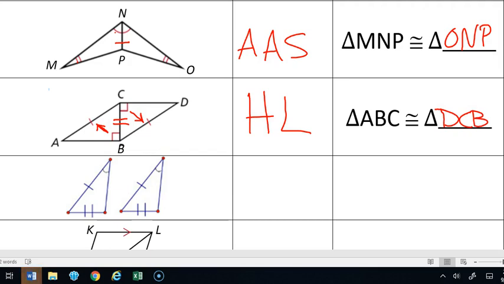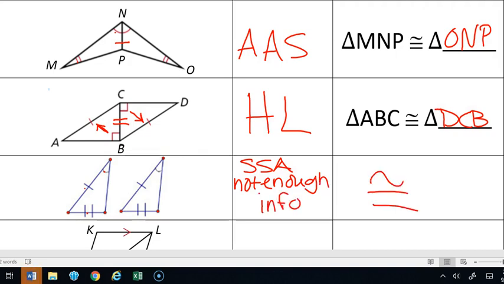So this next one here is, notice that I've got a side and an angle. So this would be side, side, angle. And remember, I told you guys no butt backwards. That's butt backwards right there. So we don't have enough information here. The only time we can have side, side is when we have side, side, side. So this one's going to say not enough information. So we cannot prove congruence.